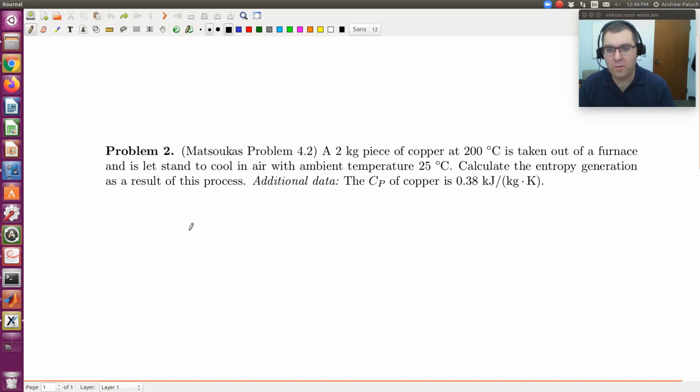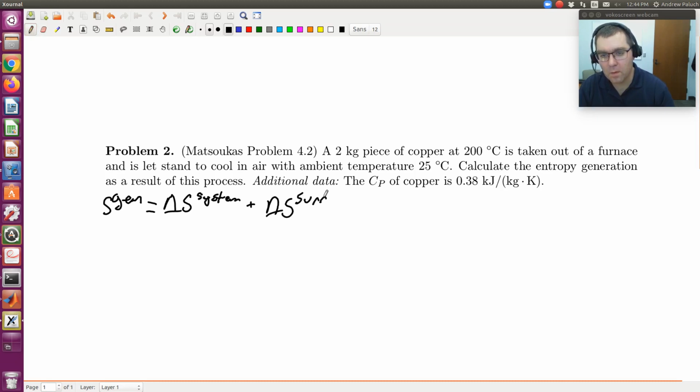All right, so we're asked to calculate the entropy generation. My entropy generation is going to be equal to the change in entropy of my system plus the change in entropy of my surroundings. So we're going to have to calculate the change in entropy of our system and of my surroundings, where in this case I'll take my system to be my block of copper.